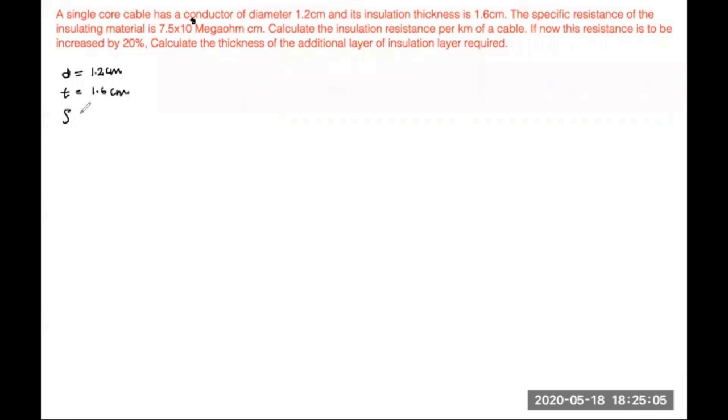Next, the specific resistance of the insulating material means rho. He has given rho, the resistivity of that insulating material, as 7.5 into 10 raised to 8 mega ohm centimeter. After this, calculate the insulation resistance per kilometer of the cable. He is asking you to calculate the insulation resistance per kilometer of the cable, so put a question mark there.